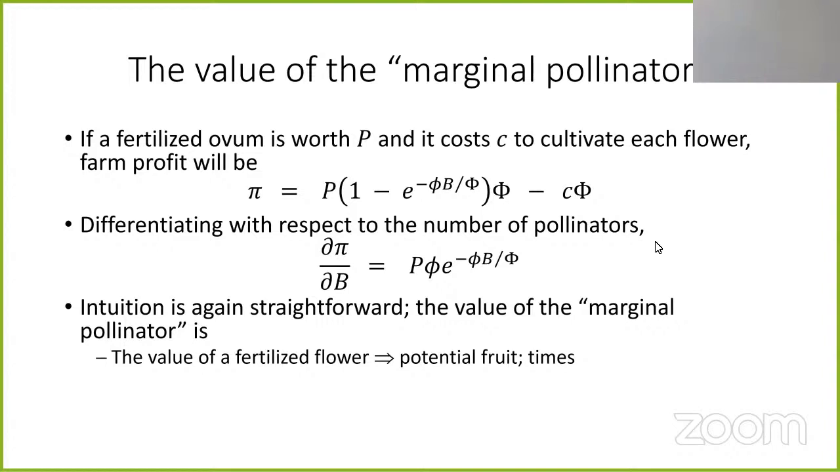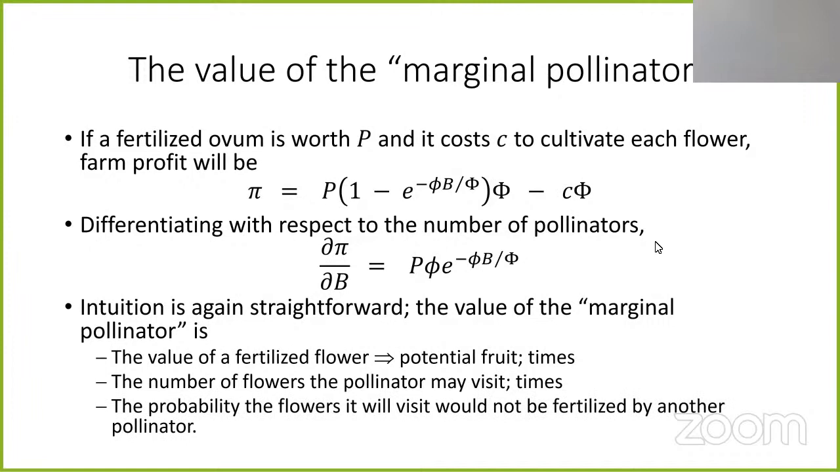So what is the value of the marginal pollinator? It's the value of, sorry, I should not have said fertilized flower here. I should have said the set seed. So it's the value of the seed, which has been fertilized and is now ready to grow into an almond. So it's the value of a potential fruit times the number of flowers that each of these bees can visit, all times the probability that the flower that the bee can visit and pollinate hasn't previously been fertilized by another bee or pollinated by another mechanism.